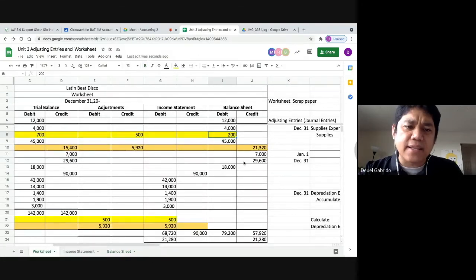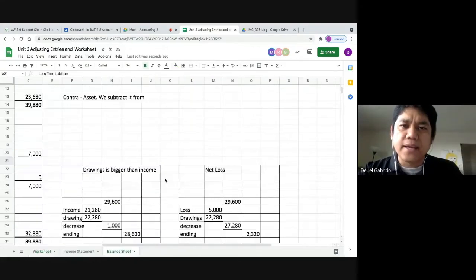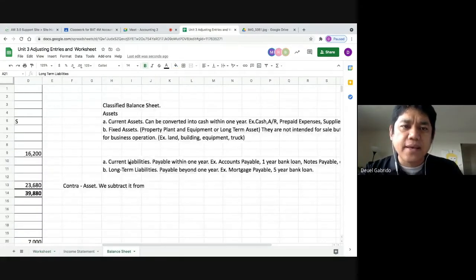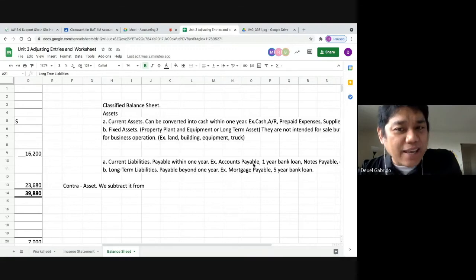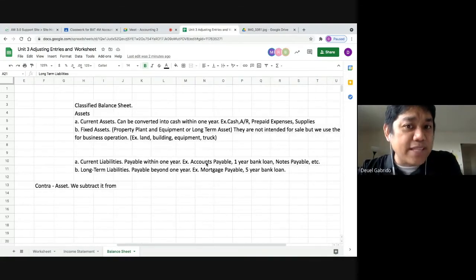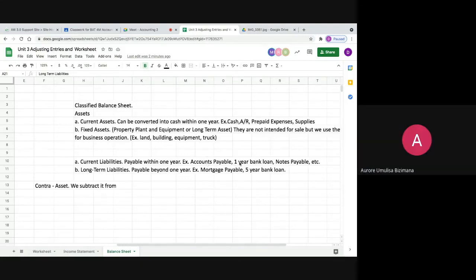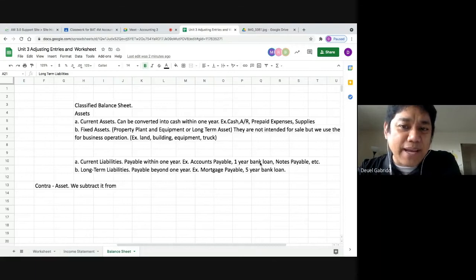How can we say that a liability is current or long-term? Let's go here. When we say current liabilities, these are liabilities or debts payable within 1 year. For example, accounts payable. Remember, accounts payable, guys, is payable within how many months? It's like accounts receivable, payable within 30 days. Okay.